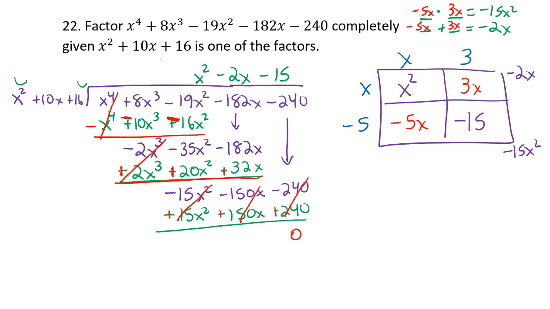So our factors for this problem are x squared plus 10x plus 16, the one that they gave you, and x minus 5, x plus 3. These are the factors they're looking for. Could we factor even more? Yes, we could break down the x squared plus 10x plus 16, but the goal of this problem was to see if you can still do long division and can you still factor. I wouldn't call this completely factored, but this is what we're looking for.